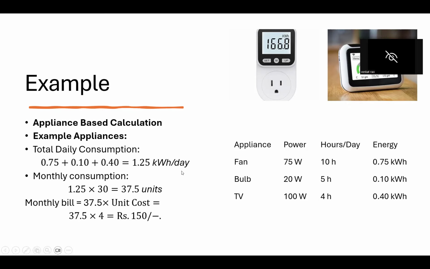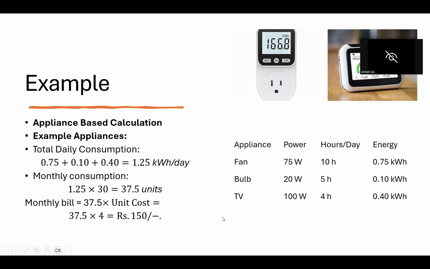To calculate per month, monthly consumption is equal to number of units into 30, so 37.5 units. Per month you are consuming 37.5 units. To calculate the electricity bill, multiply number of units into unit cost. Suppose the unit cost is 4 rupees. 37.5 into 4 rupees is equal to 150 rupees. This is your current bill per month if you are using only these three devices at your home. But there are several devices we use at home, and based on that, the electricity bill will increase.